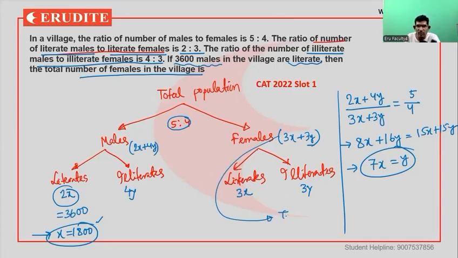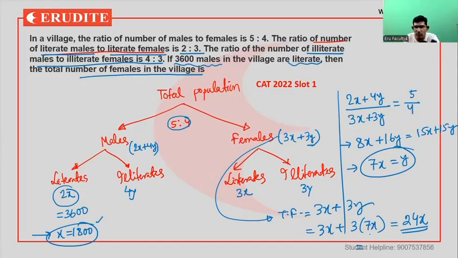The total number of females is what? That is 3x plus 3y, which is 3x plus 7x, since y equals 7x. So 3x plus 21x, which is 24x. That's all. Now x equals 1800.